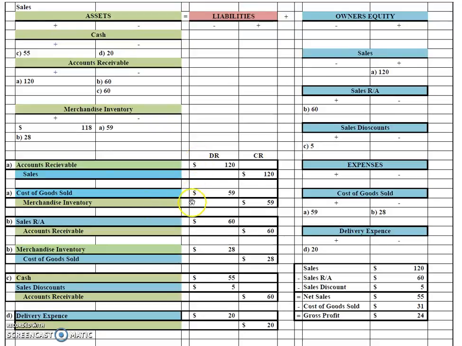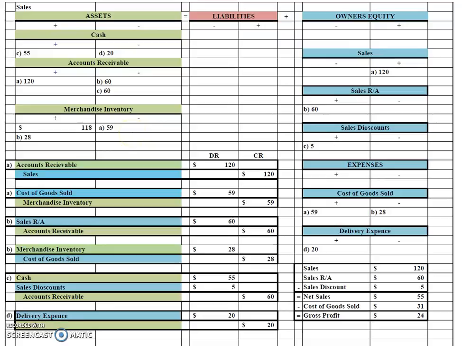The difference between the two will be the gross profit, but you will always have this four-part entry, starting with the sales and ending with cost of goods sold and merchandise inventory. So this cost of goods sold is the expense, how much that inventory cost us, and we'll be deducting it from merchandise inventory.